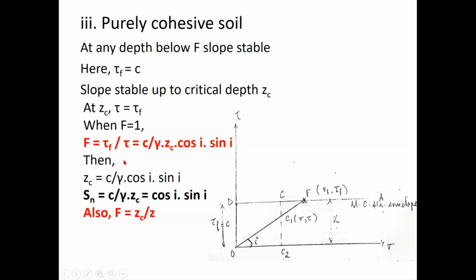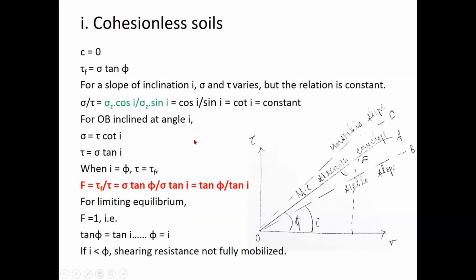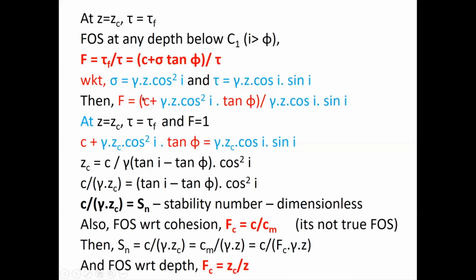All right. So I gave you the equations for the basic factor of safety in terms of tau f by tau. Then for cohesionless soil, tan phi by tan I. For cohesive frictional soil, C plus sigma tan phi by tau, and in terms of this I derived it and came to the representations for factors of safety with respect to cohesion. I derived my stability number and I also represented my factor of safety in terms of depth of the slope.